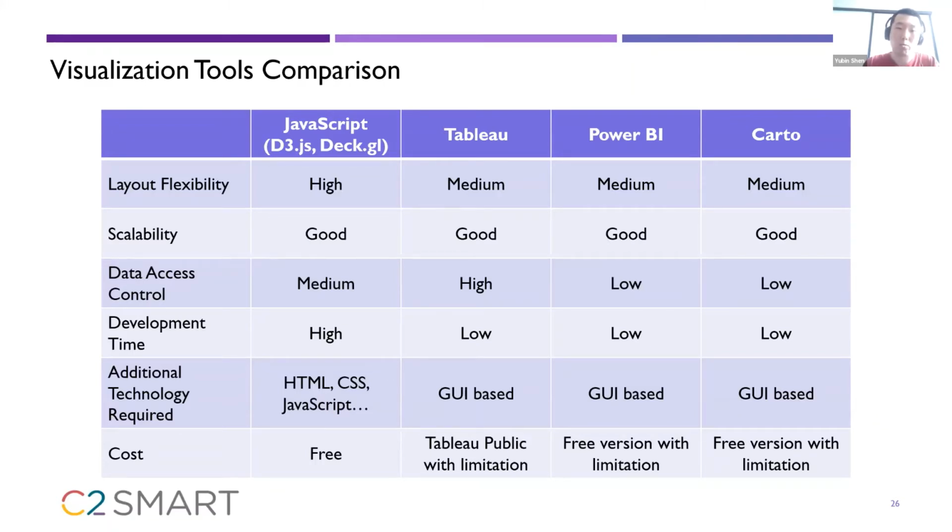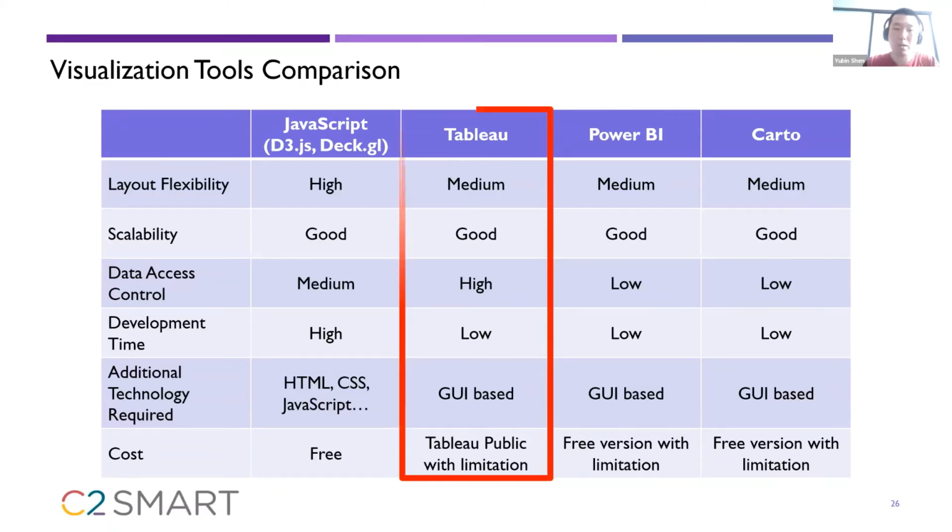So finally, we chose Tableau, and we chose it based on several reasons. For the JavaScript option, like the D3.js library or the DeckGL library, they're pretty good, but they need more development time, and they need the researcher to have some specific technology like HTML, CSS, and JavaScript, and a lot of other design skills. So that will be very time costly.